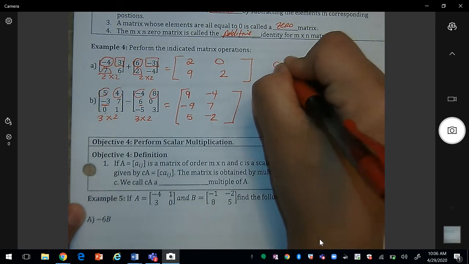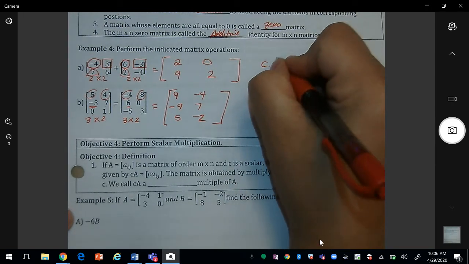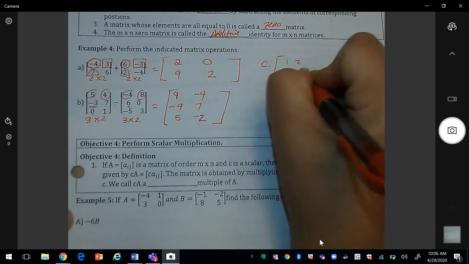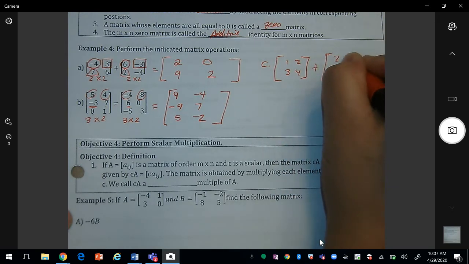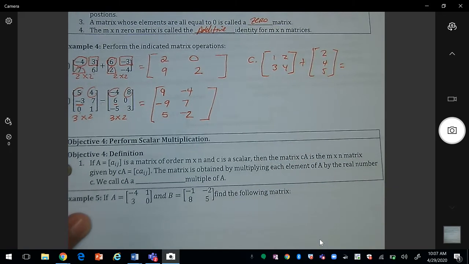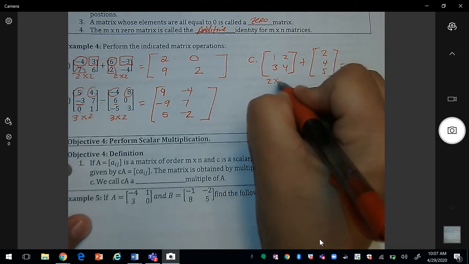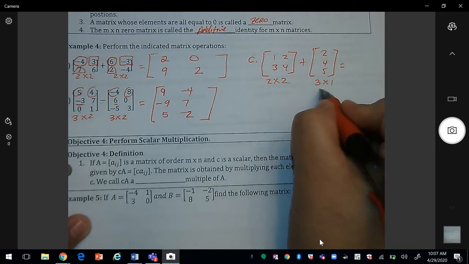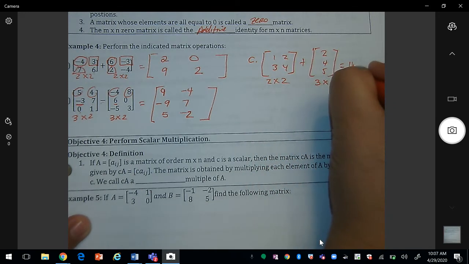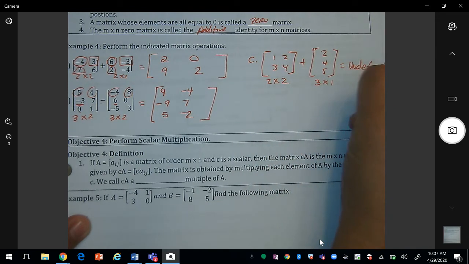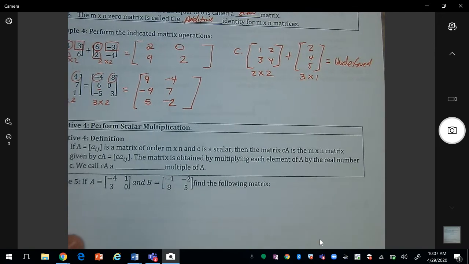And then I'm going to go ahead and add a C here. Let's say I had [1, 2; 3, 4] plus [2; 4; 5]. Okay, so if we check the order, here we get 2 by 2, 3 by 1. Notice that the order is not the same. So we write undefined because we cannot add those matrices together.